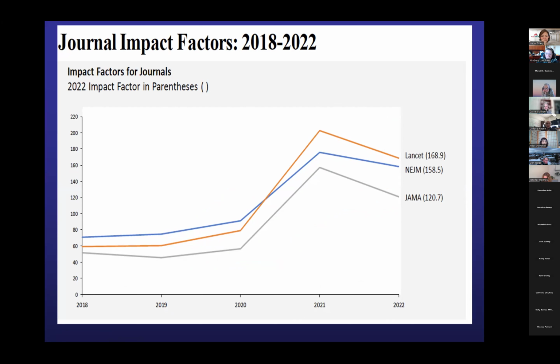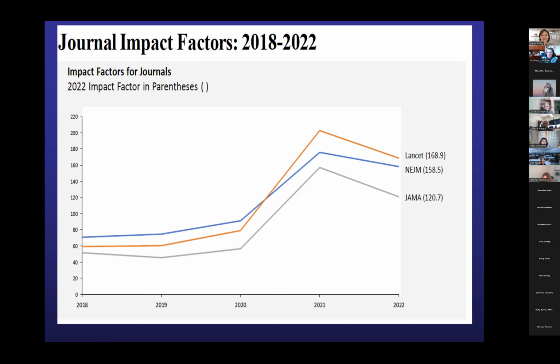So Lancet got out front very quickly and started publishing papers on COVID in March of 2020. And you can imagine the number of submissions was immense. At one point, we had, I believe, between 50 and 60 papers a day being submitted to New England Journal just around COVID. And so the impact factor for all the journals went up during the COVID epidemic as there were many more publications being accepted.